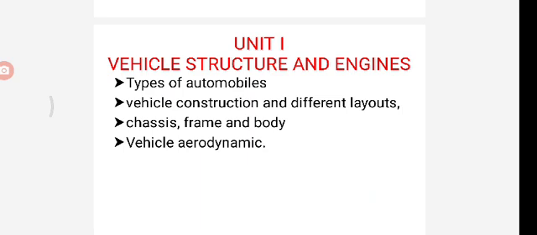So now I am going to talk about Unit 1 in the Automobile Engineering subject. The first unit is Vehicle Structure and Engines. In this unit we are going to study types of automobiles, vehicle constructions and different layouts, chassis, frame and body, and vehicle aerodynamics. So in this video we are going to study these four topics.